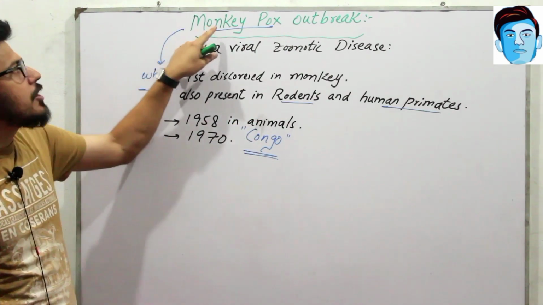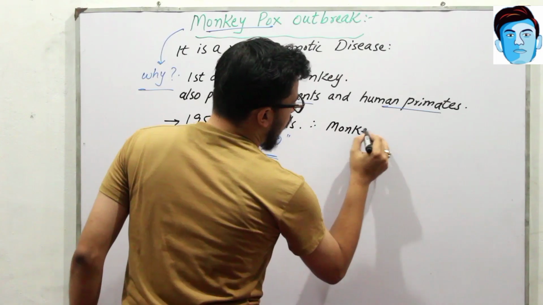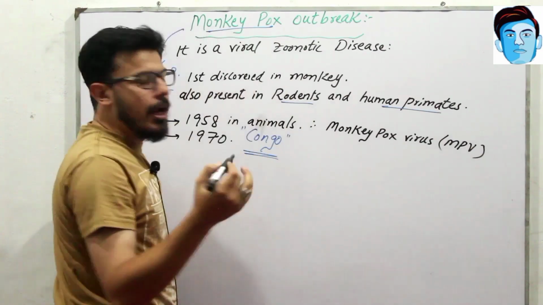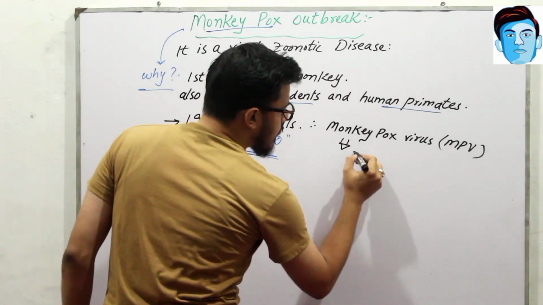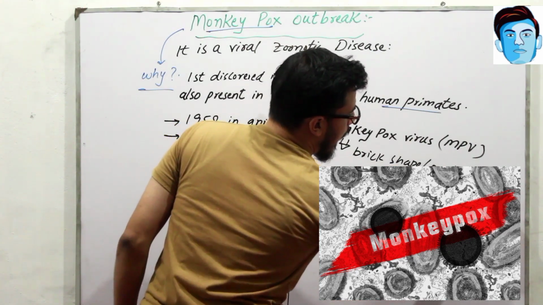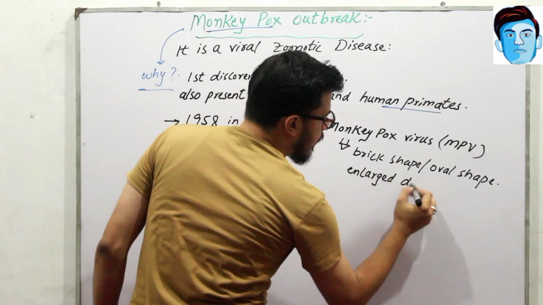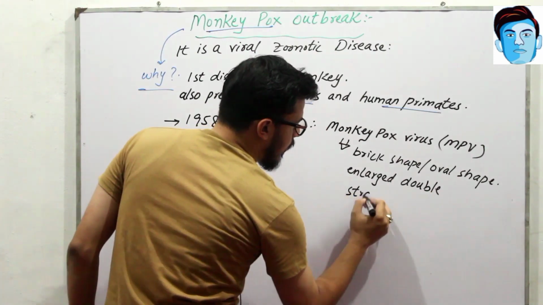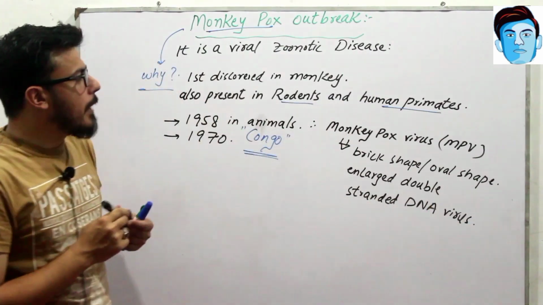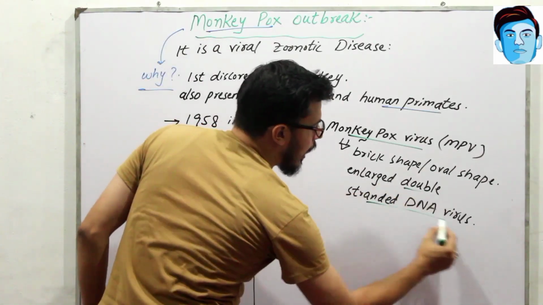Now, what is the causative agent of monkeypox? The causative agent is called the monkeypox virus. What is the shape of the virus? It is brick shaped or oval in shape, and it is an enveloped double-stranded DNA virus. So I repeat, the monkeypox virus is brick shaped or oval in shape, and it is an enveloped double-stranded DNA virus.